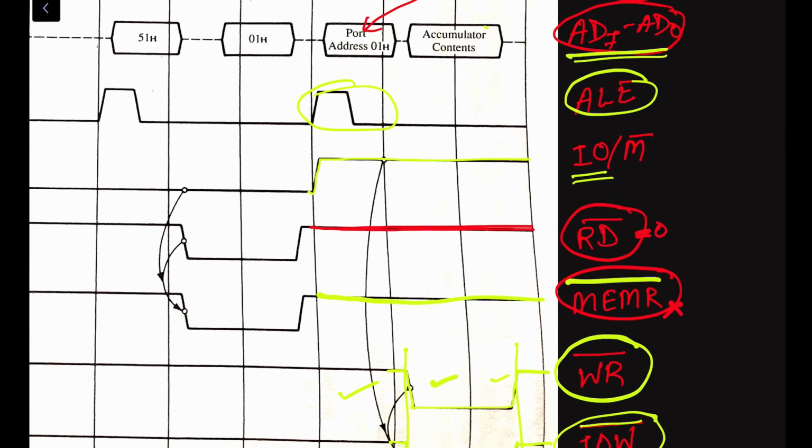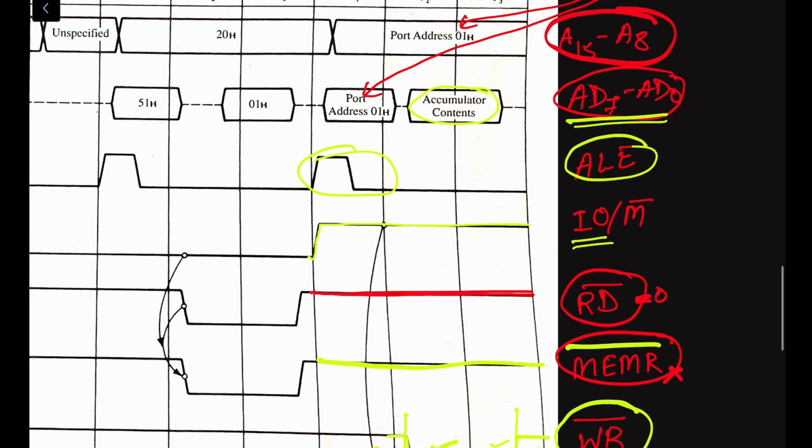Now let us see. The accumulator content will be loaded into the address data multiplex bus, and during this period the ALE signal is low. Therefore this address data multiplex bus will be working as a data bus. So whatever be the content of the accumulator, it will be here in this data bus, and this data bus will carry the content of the accumulator to the targeted output device.